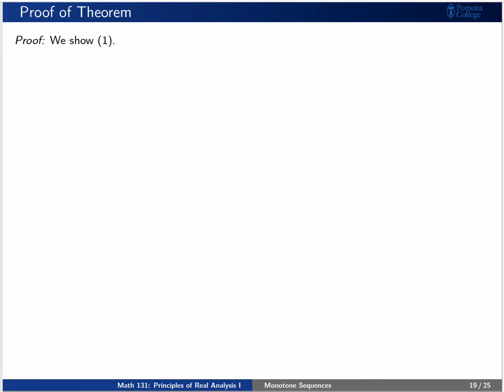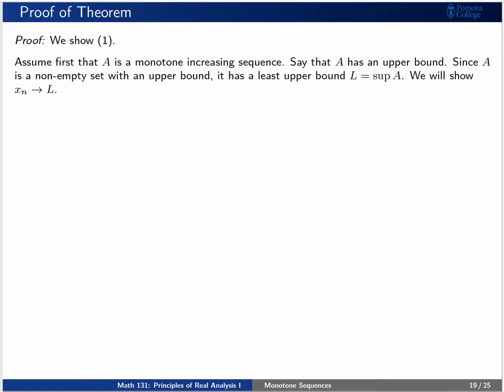Let's discuss the proofs of these. First, let's assume that A is a monotone increasing sequence. Remember that we have two possibilities. A could have an upper bound or it could not. If it does have an upper bound, we need to show that our sequence x_n tends to a limit L. Well, we're dealing with a complete ordered field, and A is a set. If it's non-empty and has an upper bound, then it must have a least upper bound, which we'll call capital L. We're going to show that our L here is our limit.